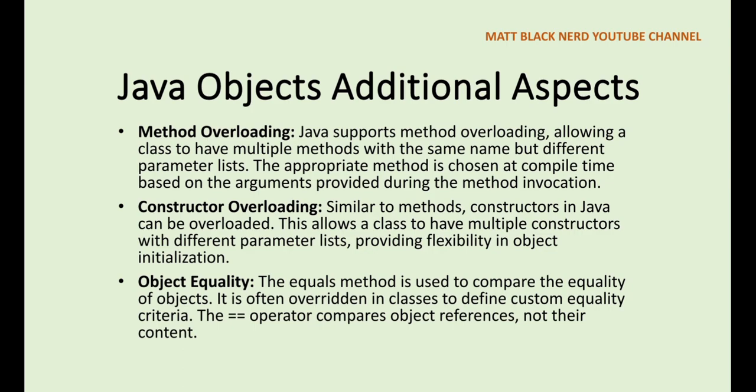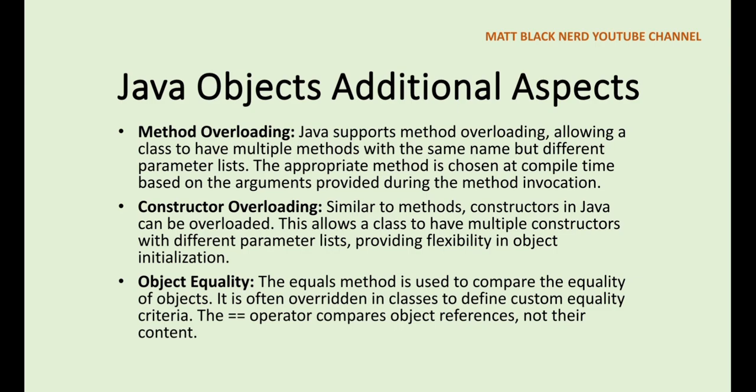Method overloading. Java supports method overloading, allowing a class to have multiple methods with the same name but different parameter lists. The appropriate method is chosen at compile time based on the arguments provided during the method invocation. Constructor overloading. Similar to methods, constructors in Java can be overloaded. This allows a class to have multiple constructors with different parameter lists, providing flexibility in object initialization.